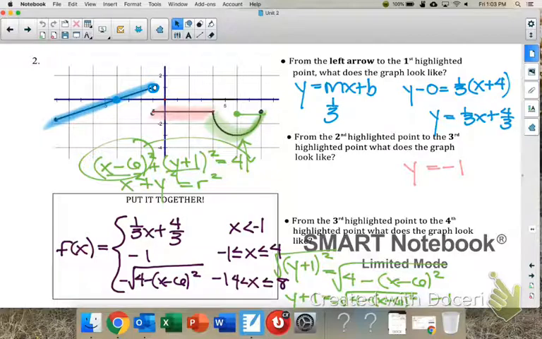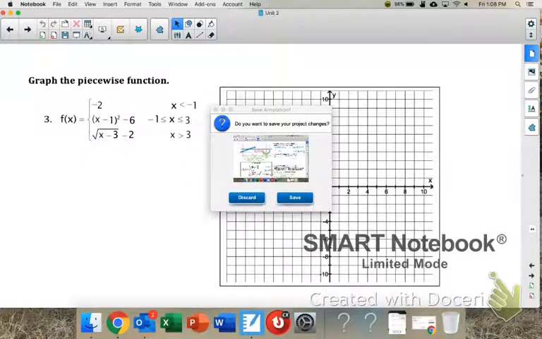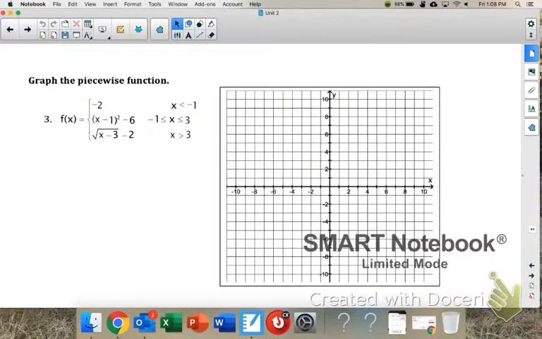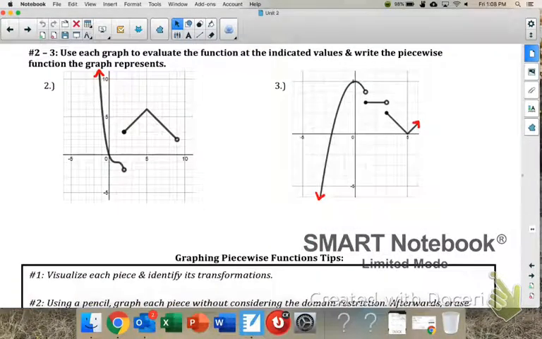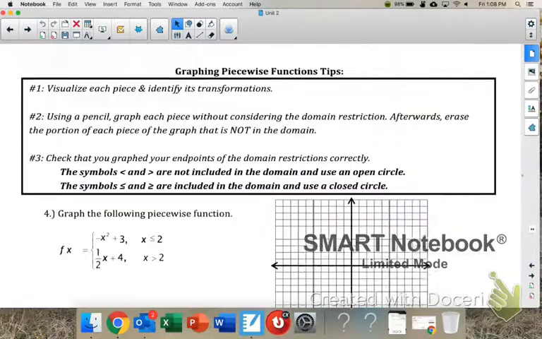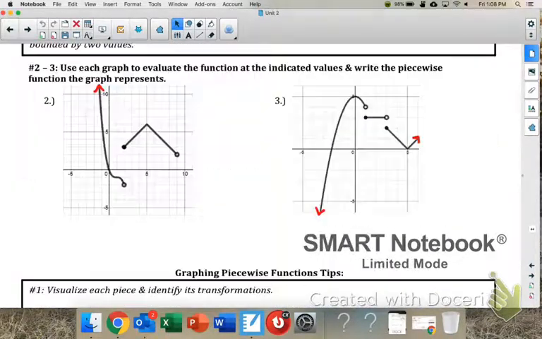Let's do on the next page then, going back to this page, let's see if we need to do another example. Here's a couple more examples of writing equations, and then one more of graphing, and we'll kind of finish up there.